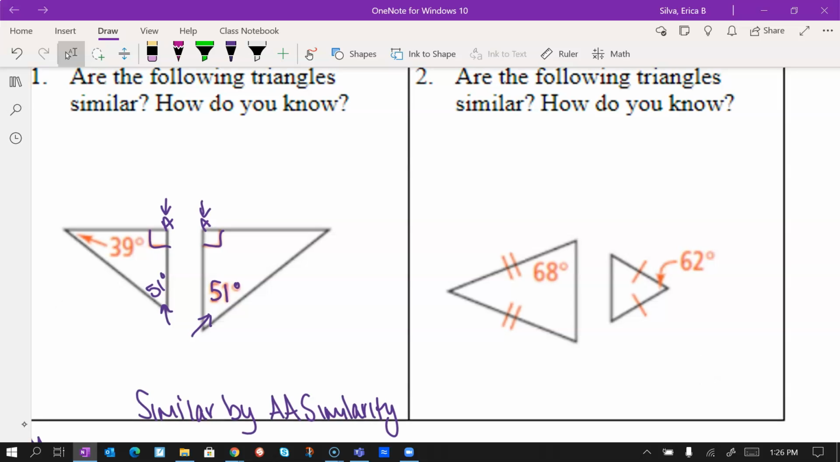Joshua, phone away, please. In your bag. Thank you, sweetheart. You can take your notes in your notebook. I will be uploading these pictures or these notes on Google Classroom as soon as we're done.